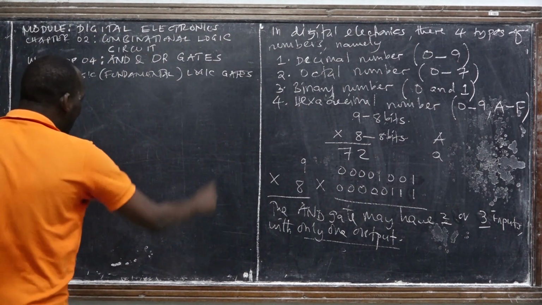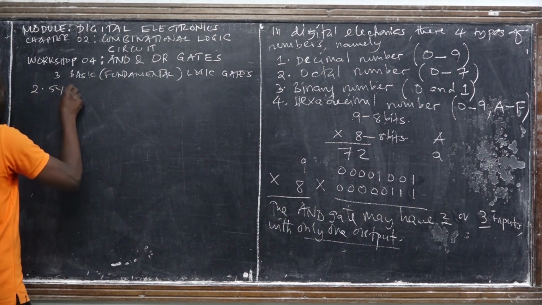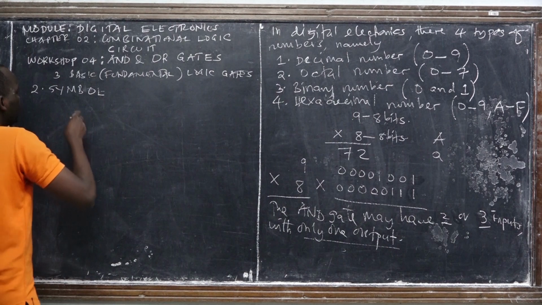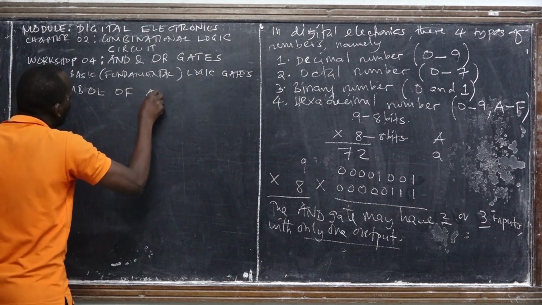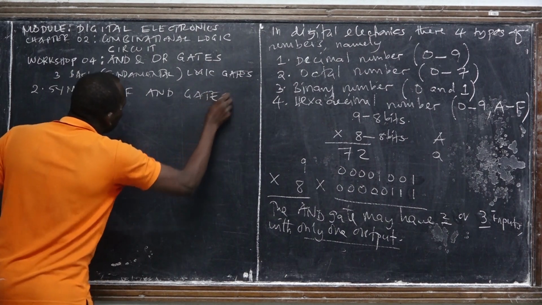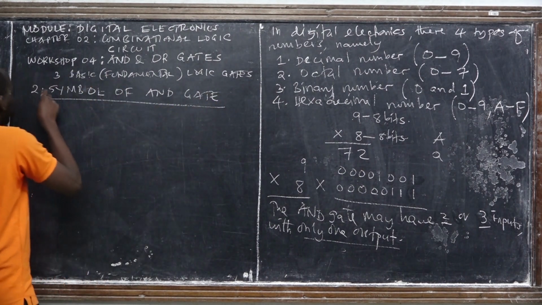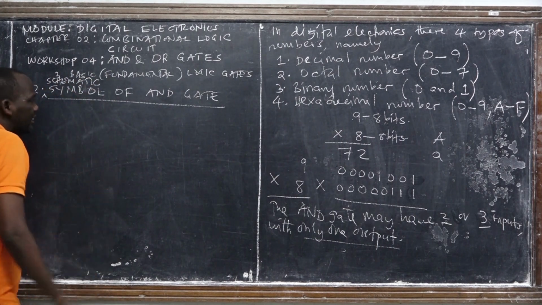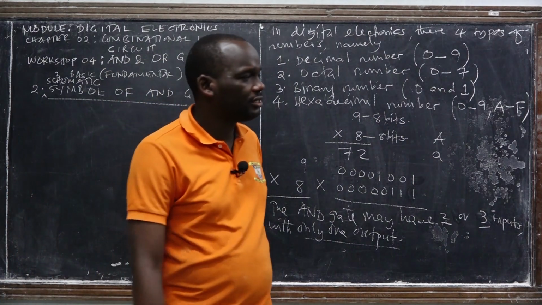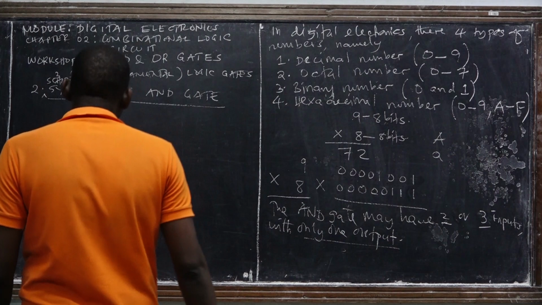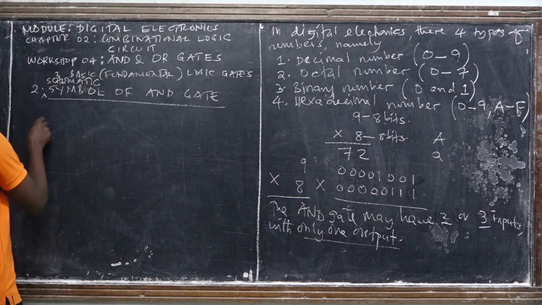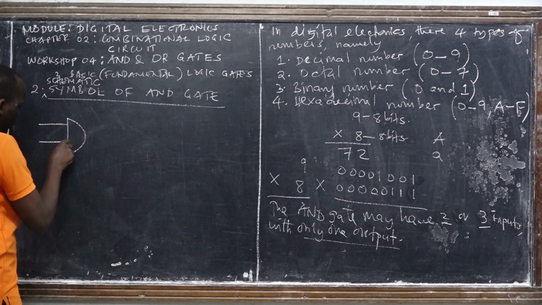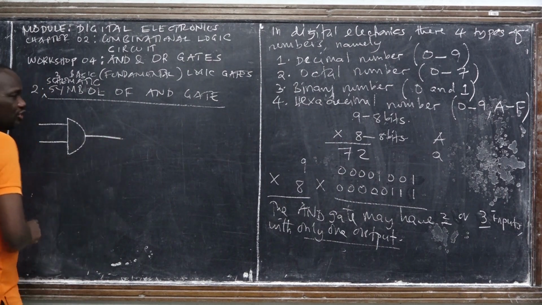Then the next thing that we have to learn, or grasp in our mind, is the symbol of the AND gate. This we call the schematic symbol. Say schematic symbol of AND gate. So if you have an AND gate with 2 inputs, this is the schematic symbol. Most of you know it.